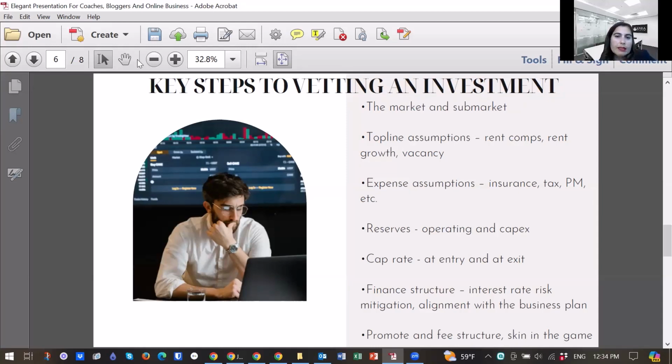And last but not least is the promote and the fee structure. For the most part, at least the deals I've come across have been pretty standard. But one thing I also look for is skin in the game, and how much the GP team is collectively putting into the deal. Typically that number ranges anywhere from 5 to 10%.